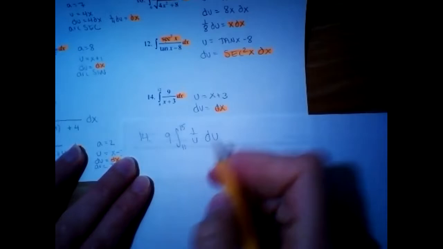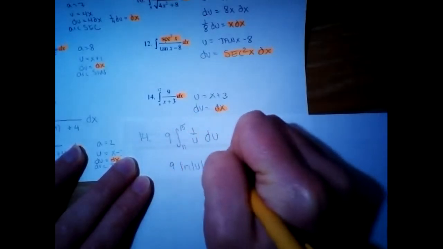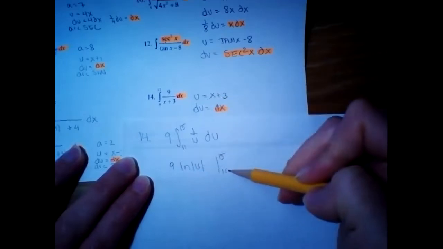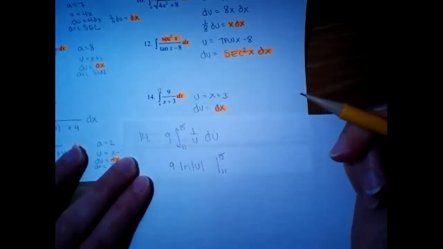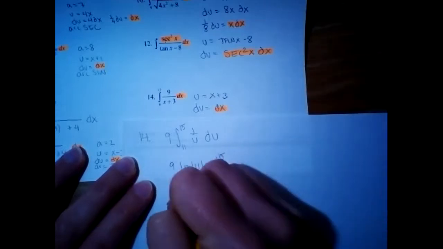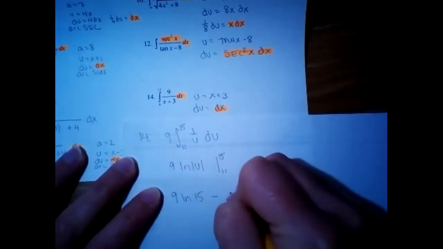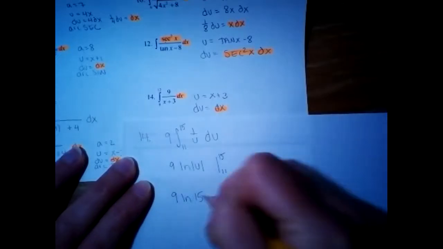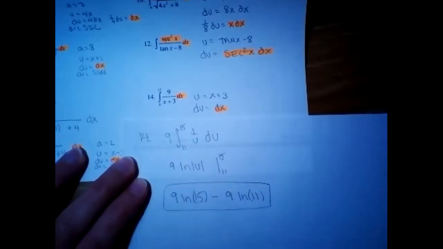And so this antiderivative is ln. And you do not need to plug this x plus 3 back in because you adjusted the boundaries. So you get to skip that step. And then it's upper boundary minus lower boundary. So this will be 9 ln of 15 minus 9 ln of 11. That looks kind of funny with an 11 there. I'm going to put some parentheses. And you would just leave that.